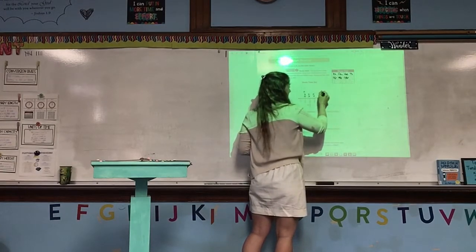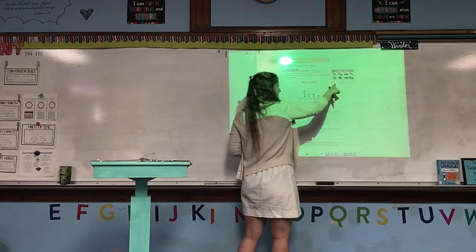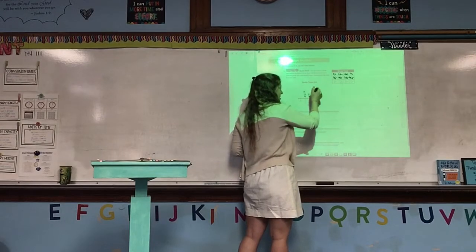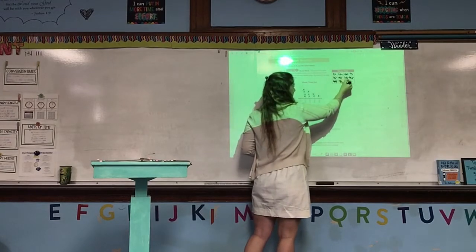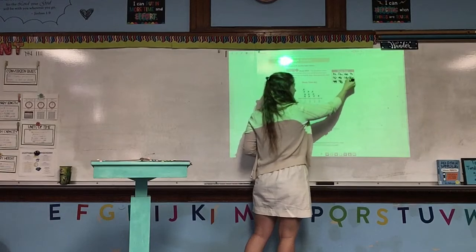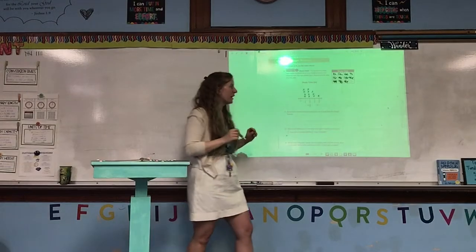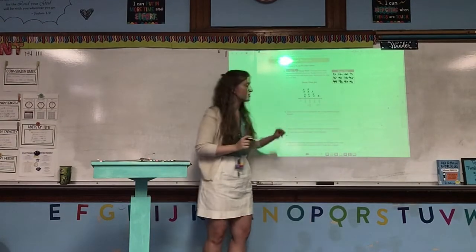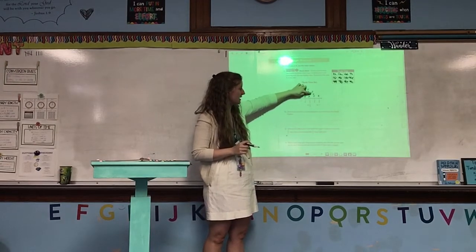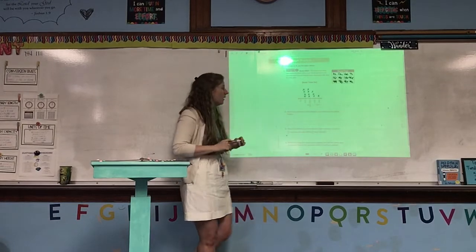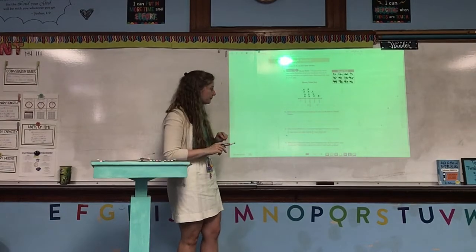The eighth day, she spent 1 hour, which is the same as 4/4. The next day, the ninth day, she spent 1/2 an hour. The 10th day, she spent 1/4 of an hour. The 11th day, she spent 3/4 of an hour. And then the 12th day, she spent 1/2 an hour. So there were 12 days that she studied. So that means I should have 12 X's. 1, 2, 3, 4, 5, 6, 7, 8, 9, 10, 11, and 12. Okay, so now that I've filled out my line plot, let's go ahead and look at this chart right here.